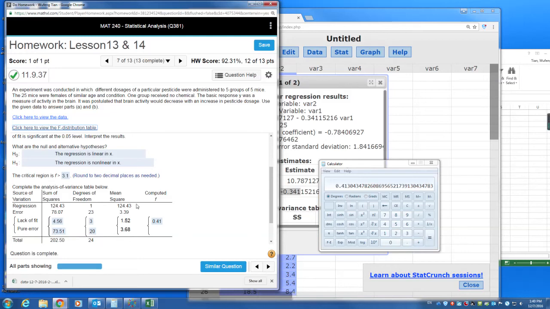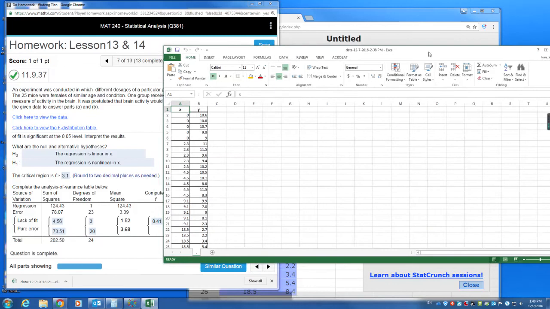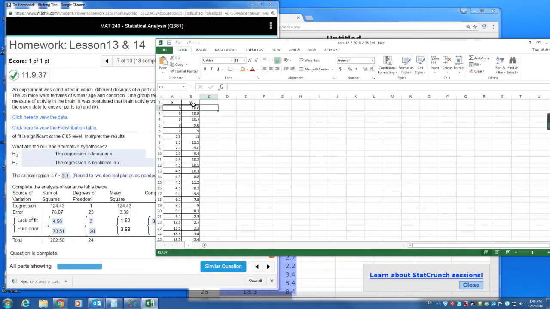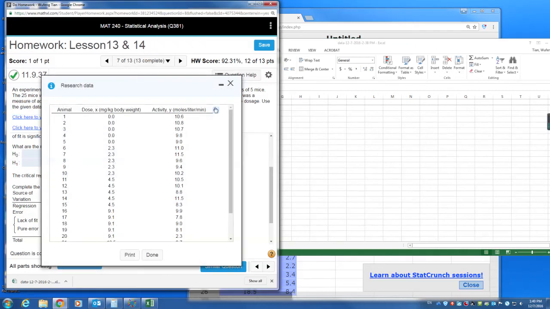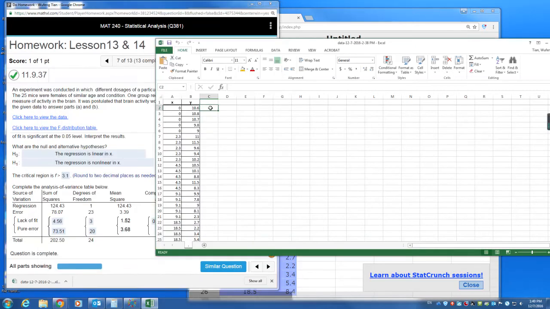You need some calculations. This one you have to add all the y squares together. So this is the y values. I just open it from the data. I click it, open Excel. So you have to square all the y values. So equals the y value squared, and you drag it down.